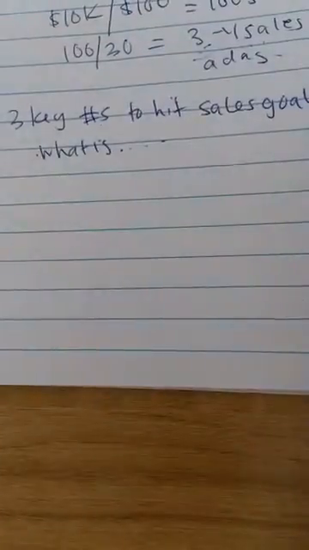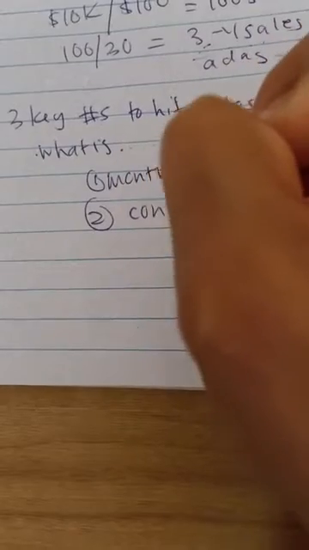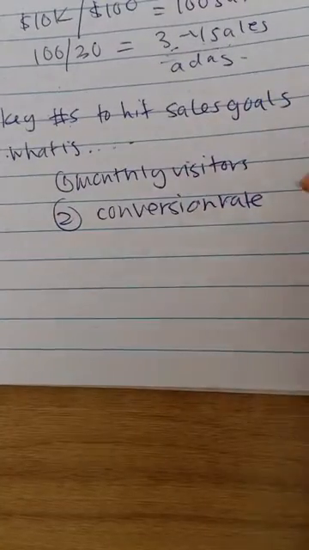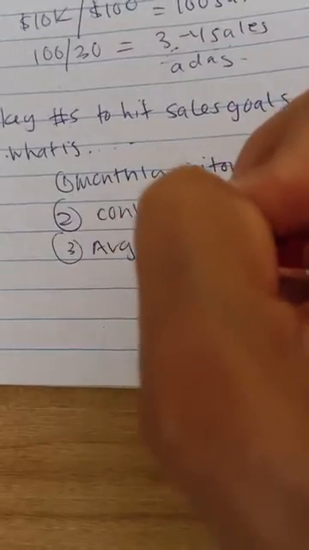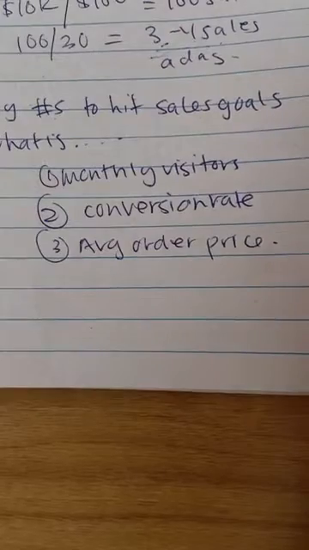Okay, three key numbers to hit your sales goals. And that is, okay, your monthly visitors, your conversion rate, which basically just means out of the visitors that come, how many actually convert to sales, and average order price. Okay, so we're saying in a perfect world, you know how to get that targeted traffic.